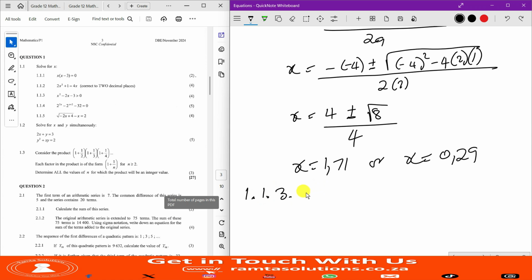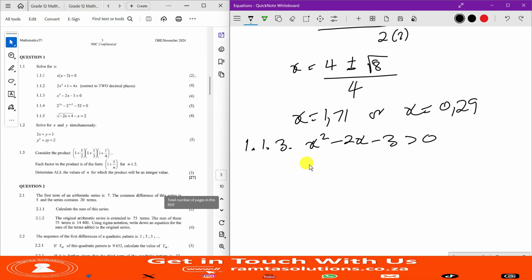1.1.3. Oh, it's an inequality. x squared minus 2x minus 3 is greater than 0. So we need to factorize. We'll say open bracket x minus, leave a space, close, open bracket x minus, leave a space, close, is greater than 0. Okay, factors of 3 are 3 and 1. So the constant is negative, so it means the bigger factor must take the sign of the middle. So the other must be positive 1. So the critical values will be x equals minus 1, so x minus 1, and x equals 3.